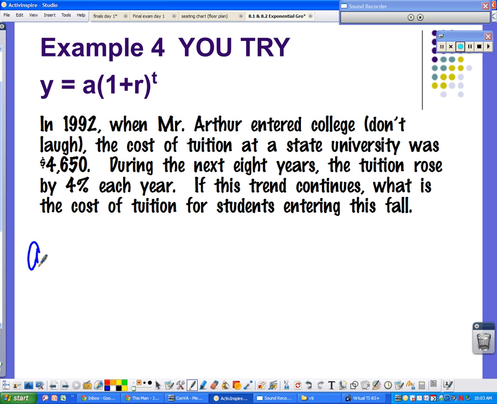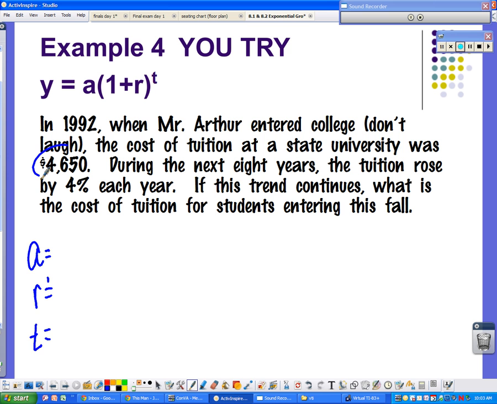All right, so let's go ahead and check this out. Just like before, we need to make sure and get all of our variables. So we need to know what A represents, R represents, and T represents. So the problem is: in 1992, when Mr. Arthur entered college, the cost of tuition at a state university was $4,650. During the next 8 years, the tuition rose by 4% each year. If this trend continues, what is the cost of tuition for students entering this fall?